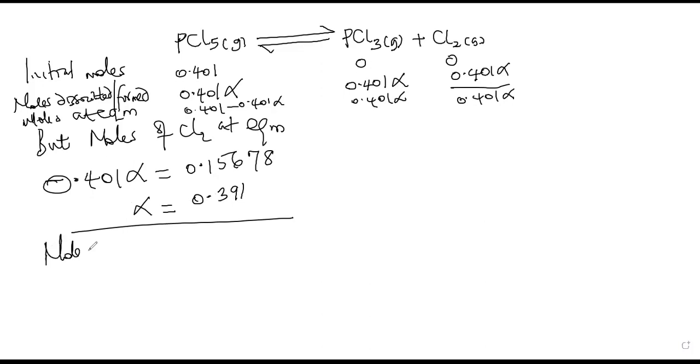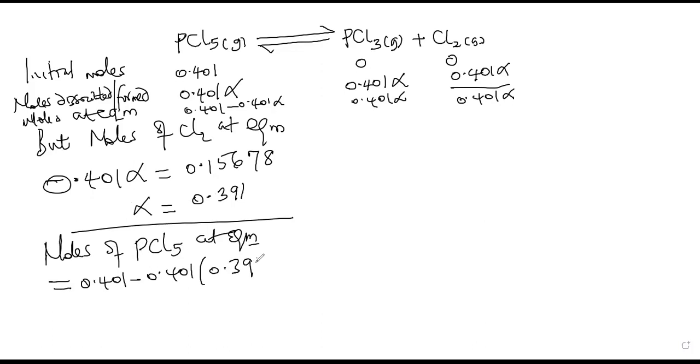So alpha is that. So now I can get moles of everything at equilibrium. So moles of PCl5 at equilibrium will be 0.401 minus 0.401 times alpha, which is 0.391. And this gives you 0.24421 moles.